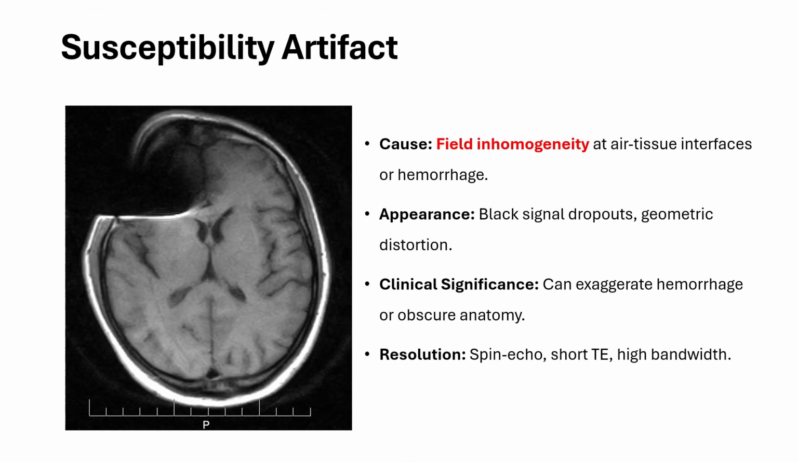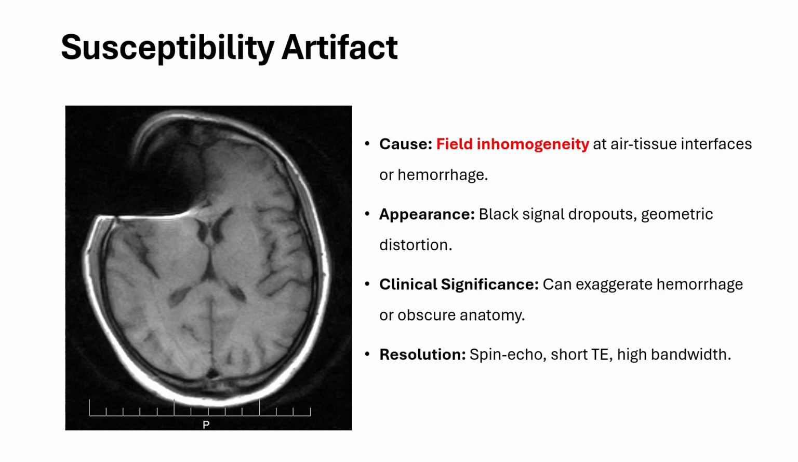Now the susceptibility artifact. The cause of the susceptibility artifact is field inhomogeneity at air tissue interfaces or hemorrhage. Its appearance is black signal dropouts or geometric distortions. As we can see in this image, there is a black signal dropout with geometric distortion noted in the right frontal lobe. So this is the susceptibility artifact.